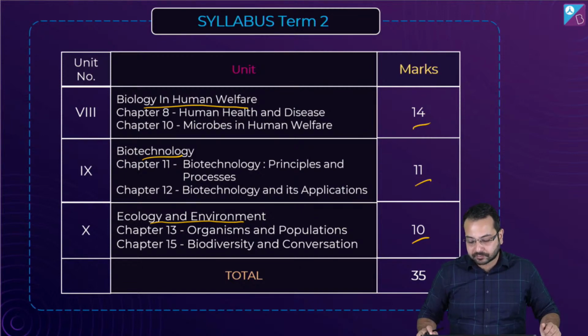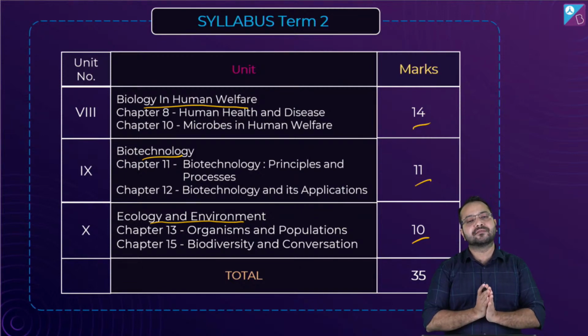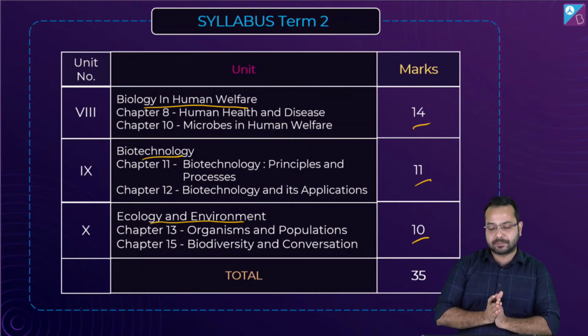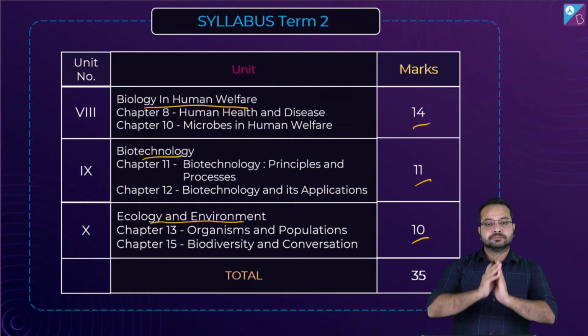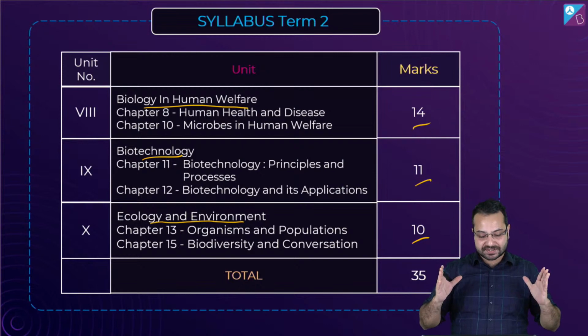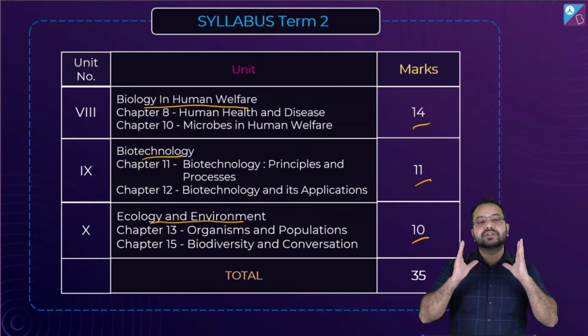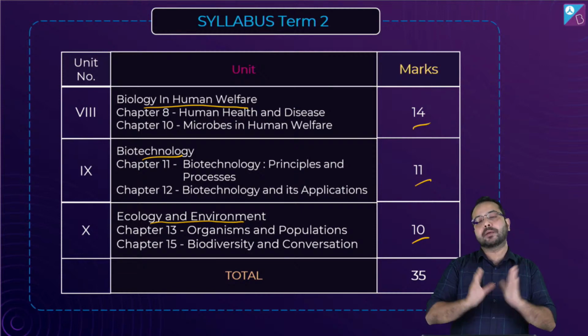Okay. Is the pattern clear? Is there any confusion regarding the pattern? Then you can let me know. Okay, so this is the pattern and the weightage. Now what are you going to do? Okay, what is your action item? That's what I'm going to tell you.